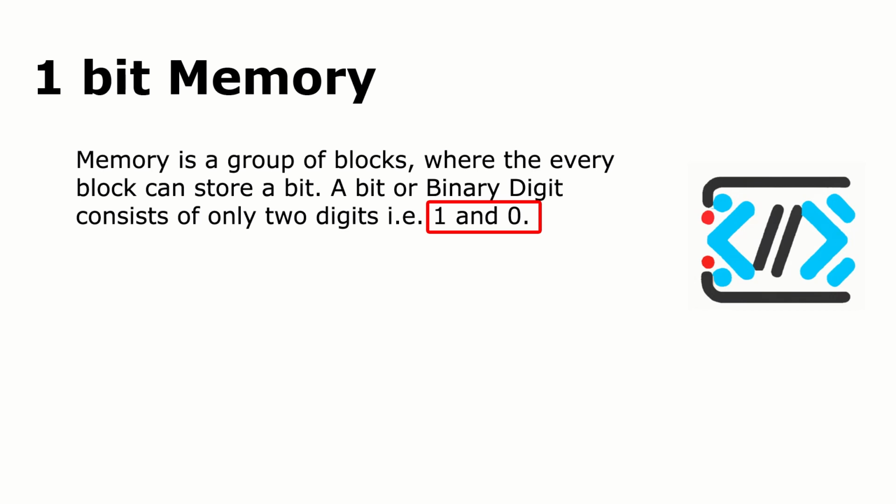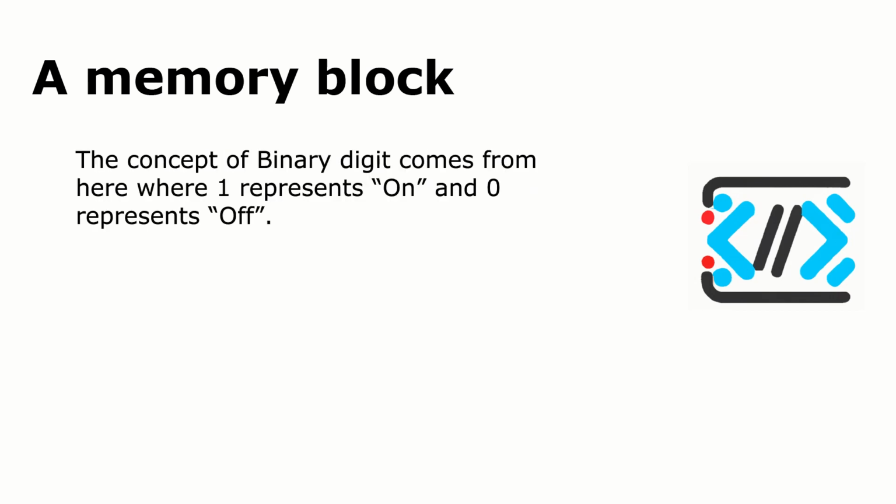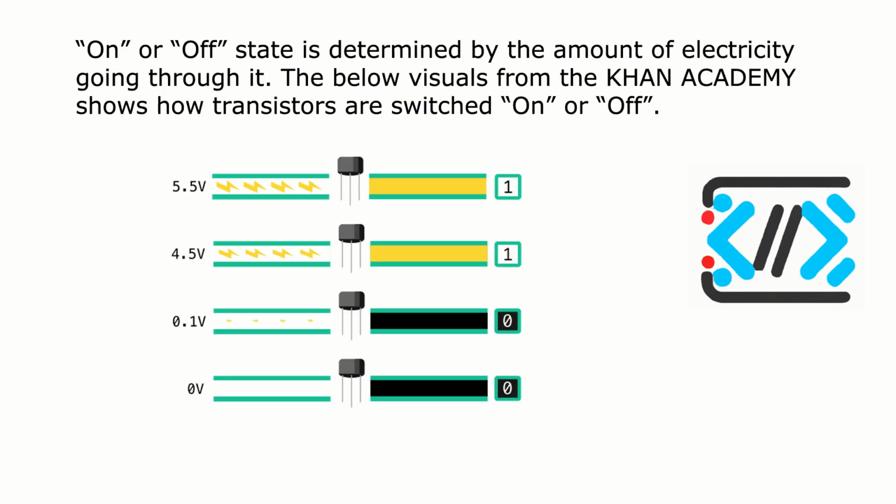Before we discuss bits further, we will discuss what a single memory block or cell is. A memory block, in electronic terms, is a transistor which can switch to an on or off state. The concept of the binary digit comes from here, where 1 represents on and 0 represents off. The on or off state is determined by the amount of electricity going through it. The visuals below from the Khan Academy show how transistors are switched on or off.